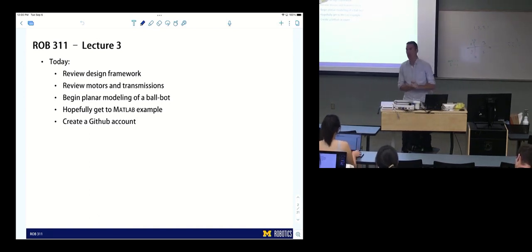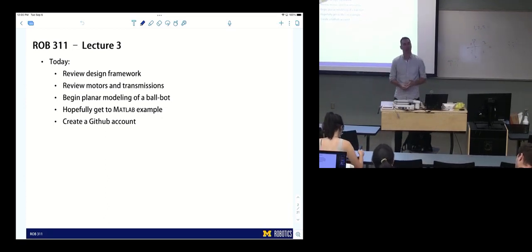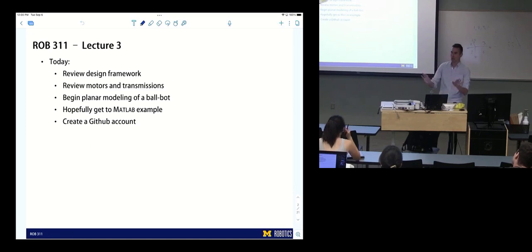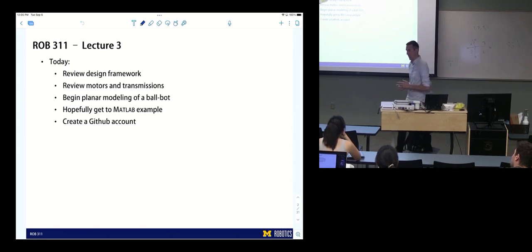Ideally, if we get all the way through it, we'll get to a MATLAB example where I'll walk through the exact steps of calculating the current and voltage that we need for the system. And then you'll have on your homework, which I'll post today, and I'll push the due date back a little bit, an example problem where you'll solve this using the same pipeline.